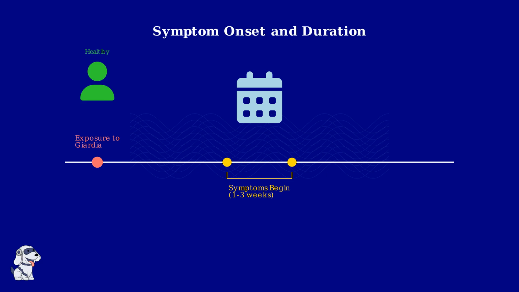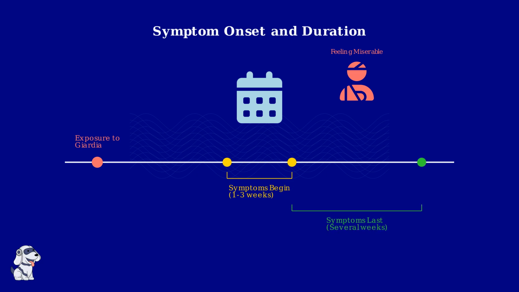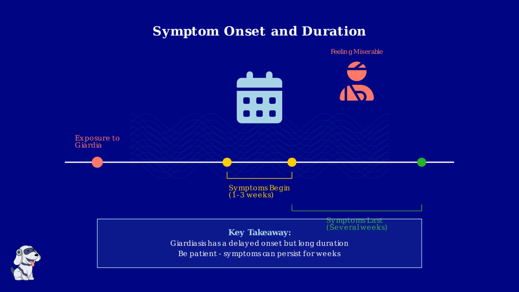Unlike some foodborne illnesses that make you sick within hours, giardiasis symptoms typically don't start until 1 to 3 weeks after your initial exposure. This delayed onset means you might not connect your illness to the contaminated food you ate weeks earlier. You could feel perfectly fine for 2 or even 3 weeks before the first symptoms appear. Once symptoms do start, they don't just last a few days like a typical stomach bug. Giardiasis symptoms can persist for several weeks, making you feel pretty miserable for an extended period. This extended timeline, weeks before symptoms start, then weeks of feeling unwell, is one of the most challenging aspects of giardiasis. It's important to be patient and seek medical attention if symptoms persist.